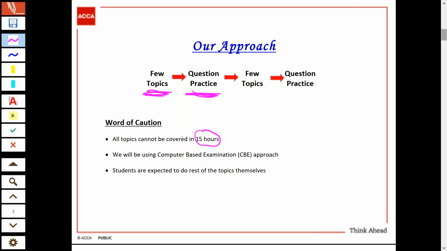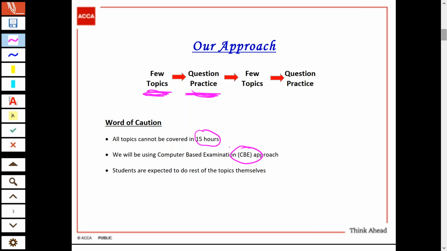The second thing is that in this webinar, when I will be solving the questions, I will be using the CBE practice platform. The reason is that this webinar is being organized by ACCA Pakistan, and in Pakistan, the September attempt is a computer-based examination. And that's why ACCA Pakistan wants that this session should be conducted using the CBE software.